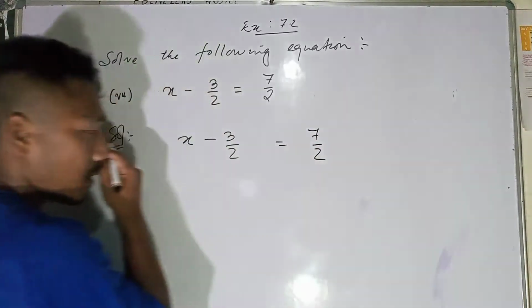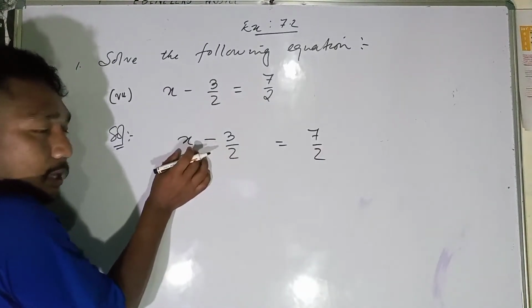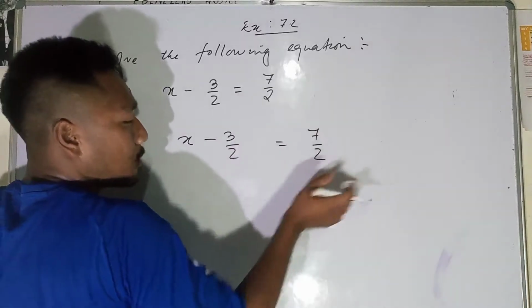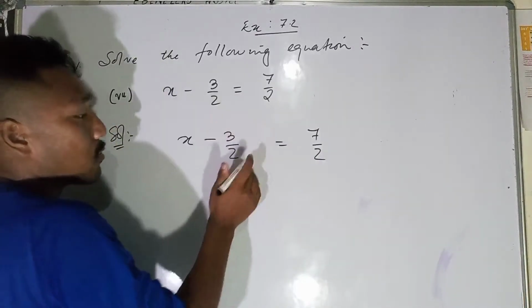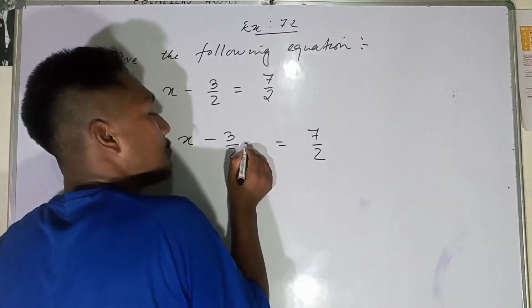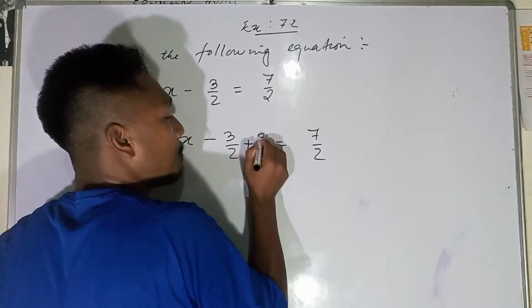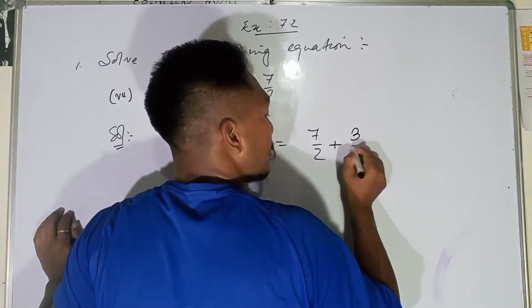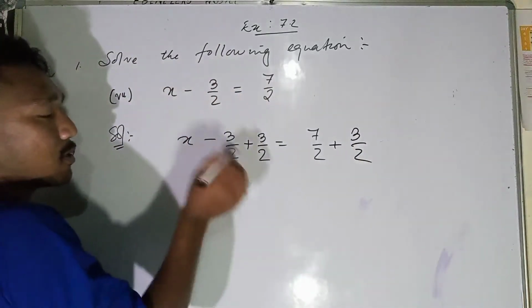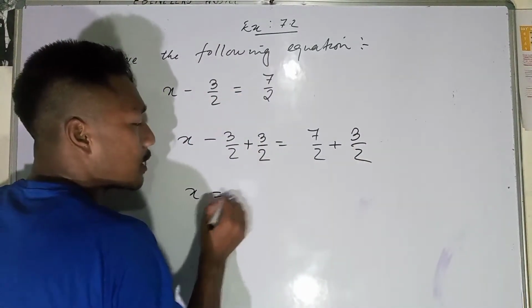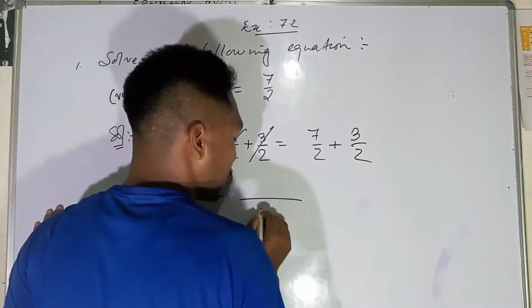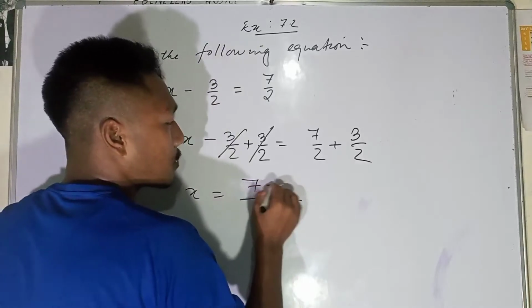Here you see the x doesn't have any number, but here we have minus 3 by 2. So I will directly remove this 3 by 2. To remove it, I have to add the same number, 3 by 2, on both sides. So 3 by 2 minus 3 by 2 becomes 0, and these get cancelled. We have a common denominator 2, so we can write 7 plus 3 over 2.